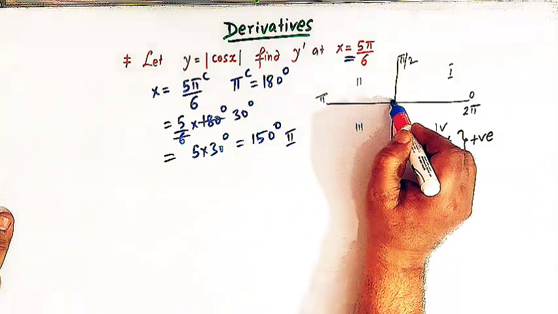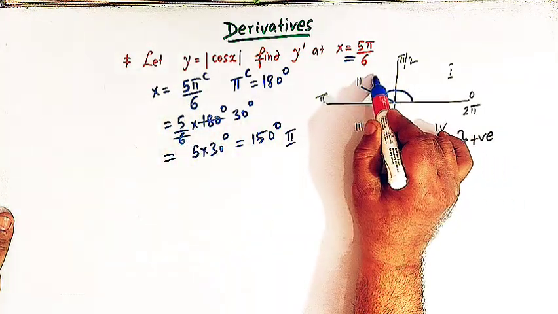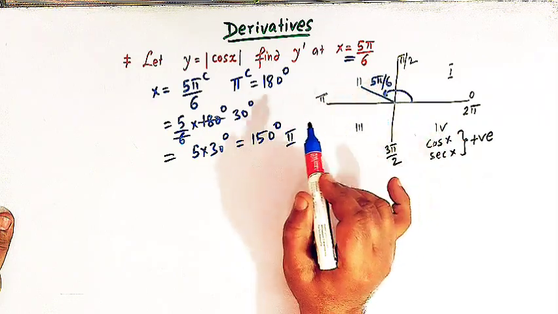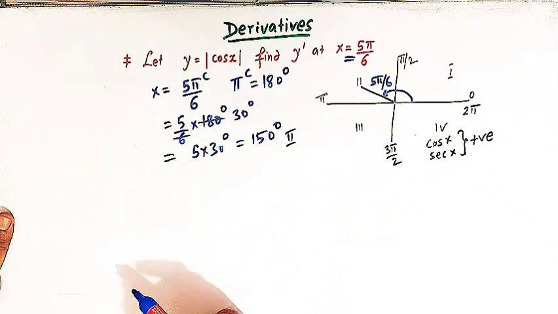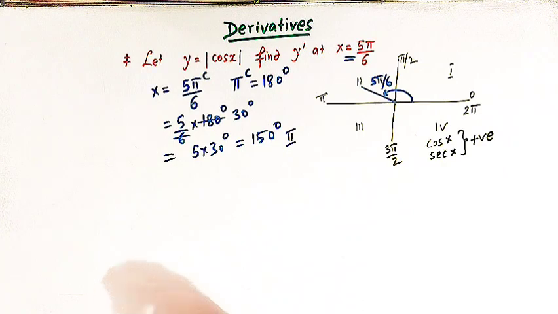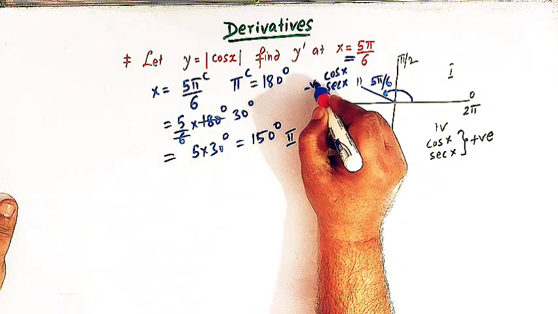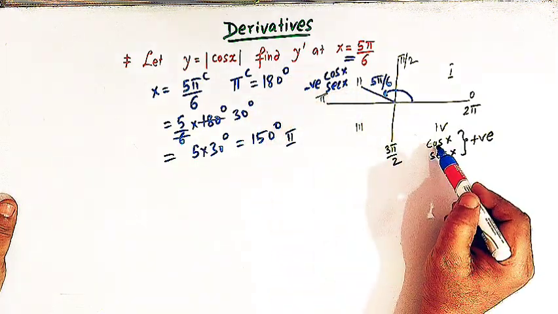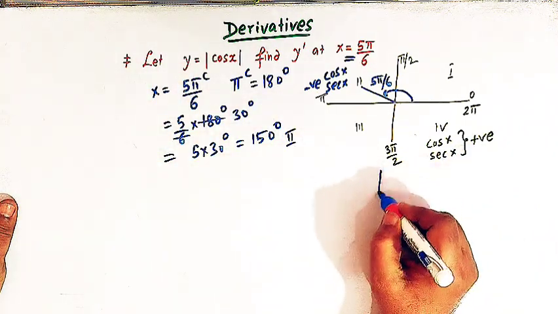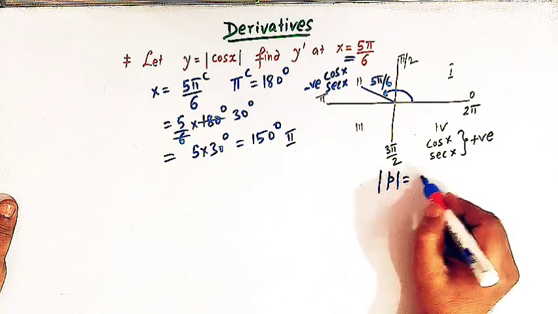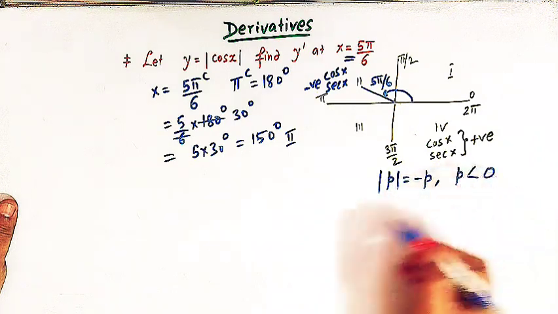So the angle 5 pi by 6 falls in the second quadrant, and in the second quadrant we know that the cosine function is negative. The cosine function and the secant function are negative in the second quadrant, and they are positive in the fourth quadrant. Now from the definition of the mod function, we know that mod of p is given by negative p whenever p is less than 0.